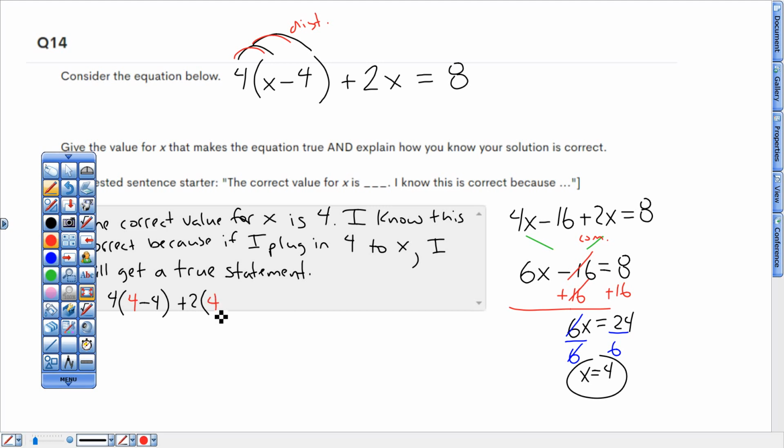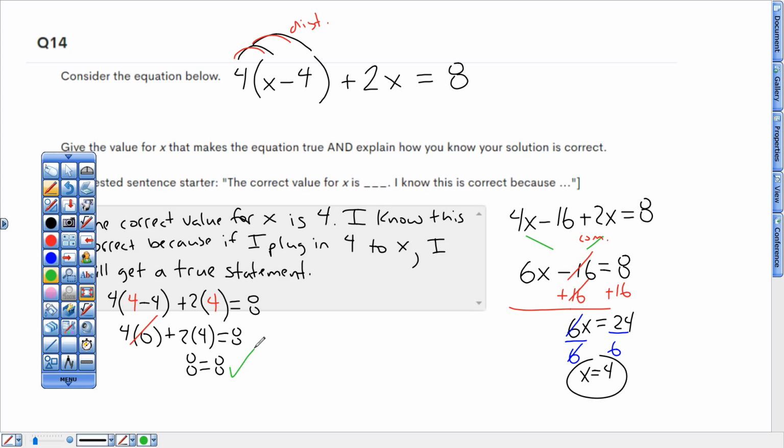Of course, with that no solution one, you'll never get one that works. So that gives me 0 right there. Remember, anything times 0 is 0 and goes away. So this becomes just plain old 8 equals 8, which is a true statement. That is true.